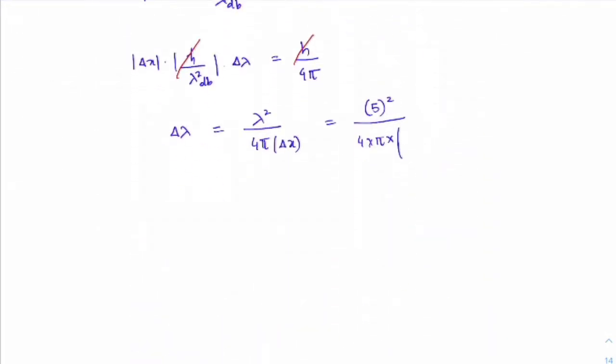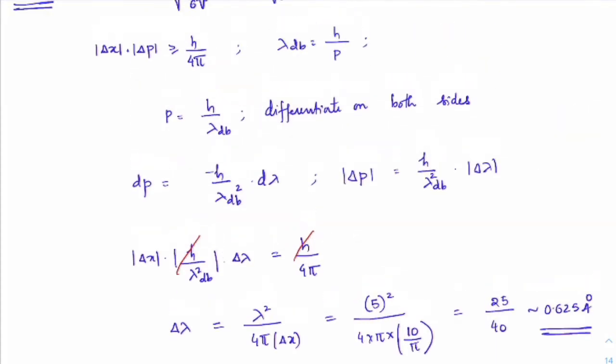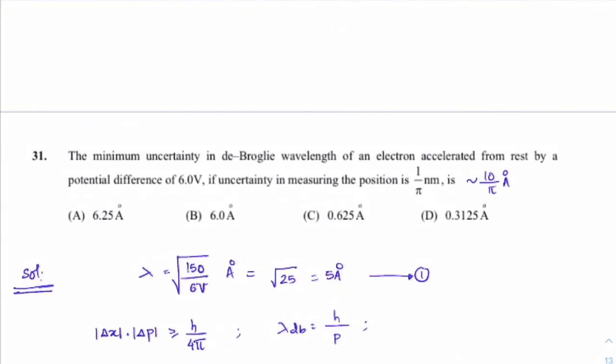So therefore that would be 10 by pi. So that pi will get cancelled. So we would have around 25 divided by how much is this one? 40. So that is close to 0.625 Armstrongs. So I hope you understood that. So let me check out the value. Yeah, 0.625 Armstrongs.